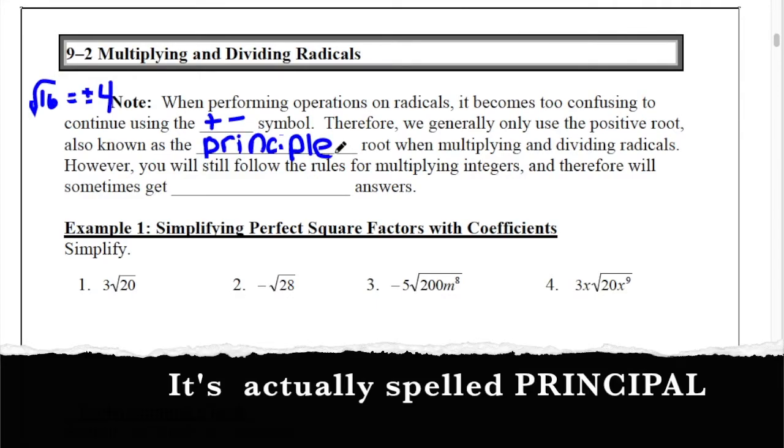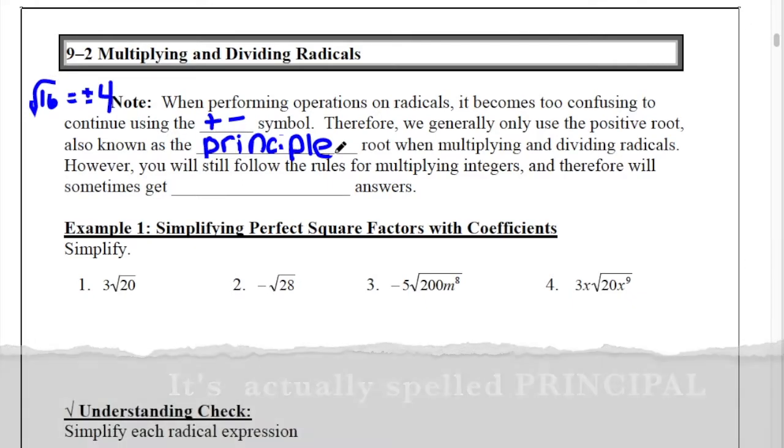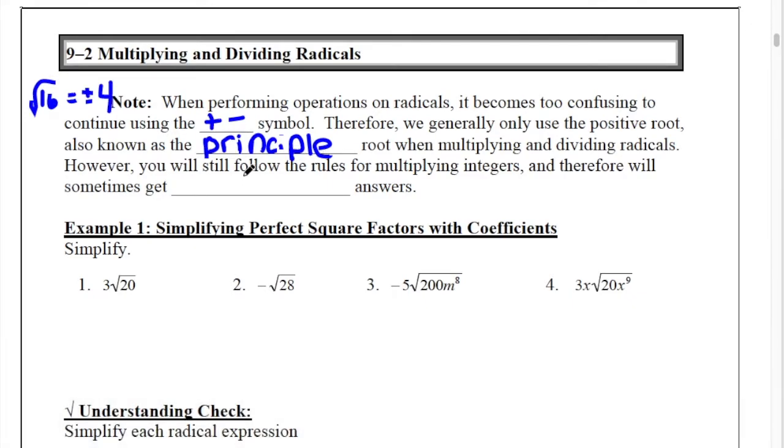And when multiplying and dividing radicals, we are going to just assume the principal square root. However, you will still follow the rules for multiplying integers. Therefore, you'll sometimes get negative answers.